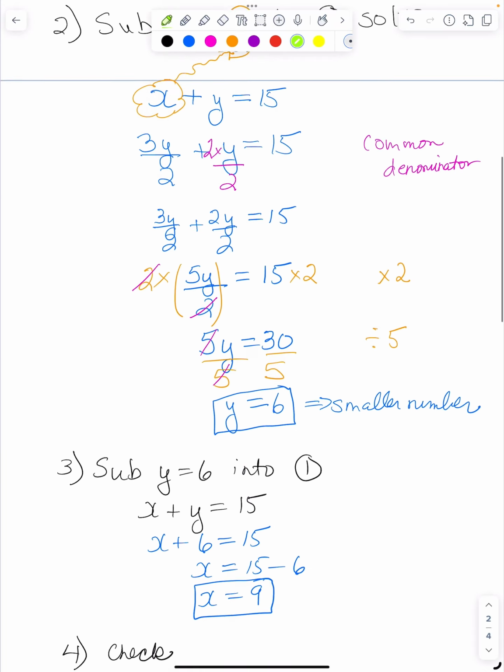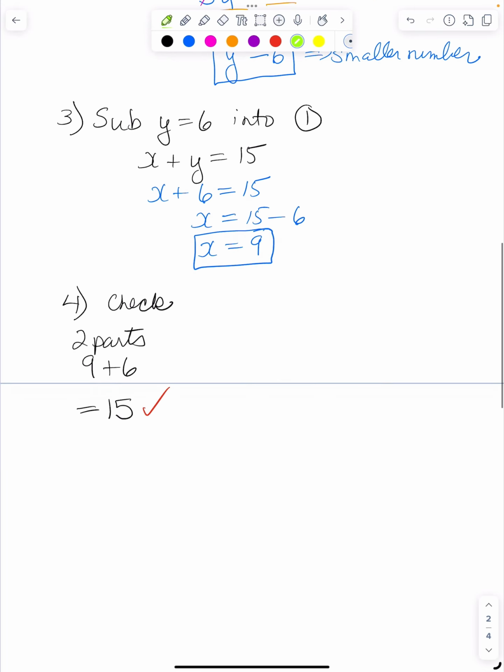So we're going to come back down. The larger number is 9. I'm going to divide that by 3. I get an answer of 3. I'm going to take the smaller number, which is a 6, divide that by 2. I get an answer of 3. So when I take a look, are these two quotients equal? The answer is yes.